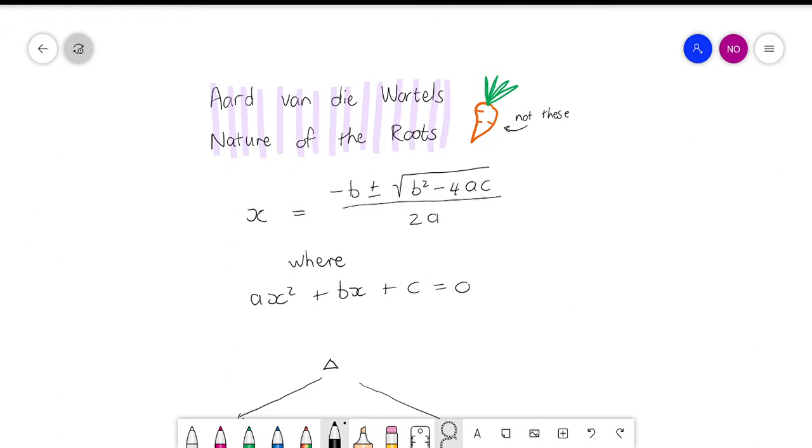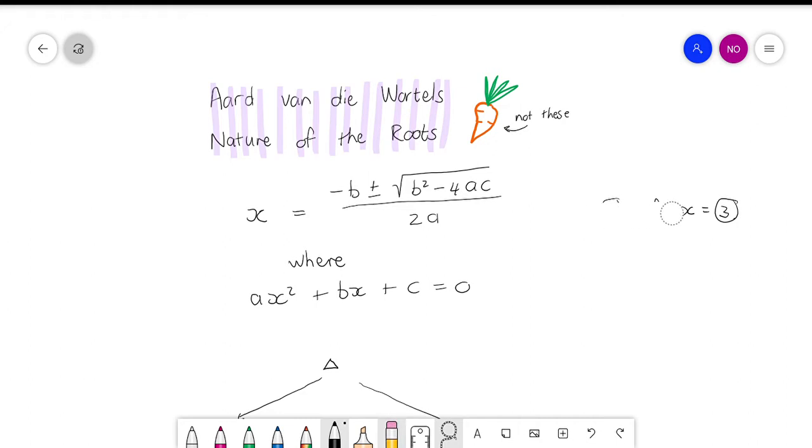So onthou jy gaan nou kwadratiese vergelyking kry en dan gaan jy kry x is gelyk aan sê net maar 2 of x is gelyk aan 3 and now they're asking you what type of number is 2 and 3. So they are real numbers, they are rational numbers, and they are not equal to one another. So that's where we're going. We want to describe the answers that we get.